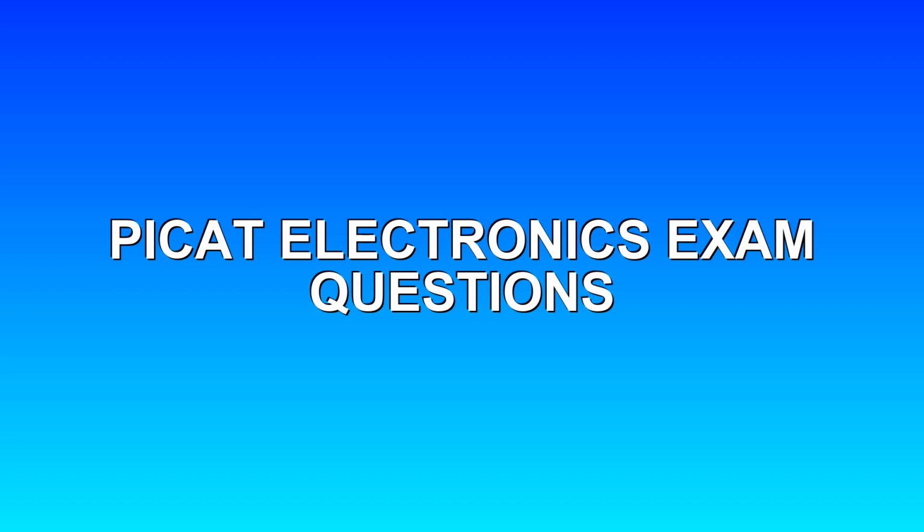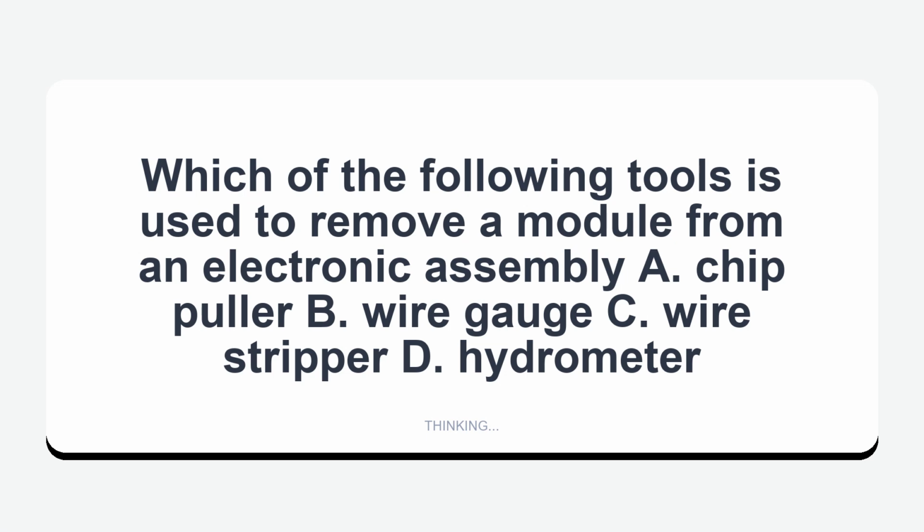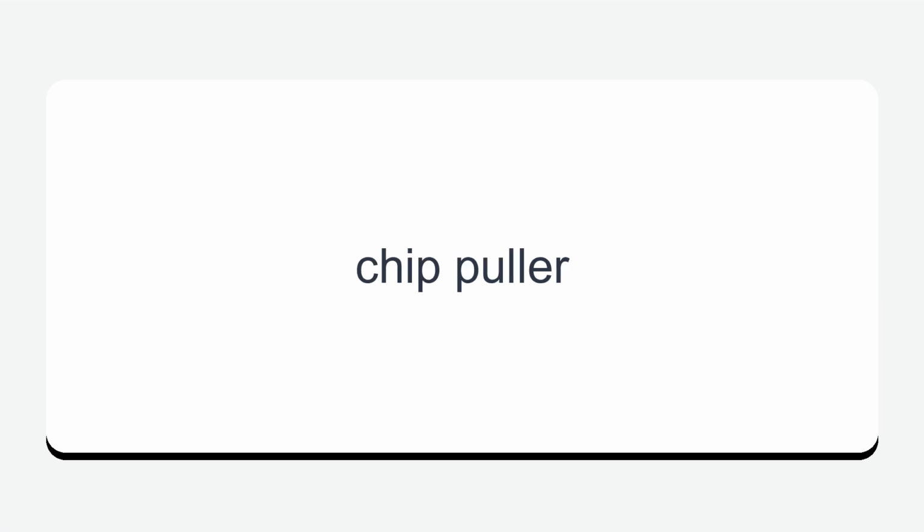PiCAT electronics exam questions. Which of the following tools is used to remove a module from an electronic assembly? A. Chip puller. B. Wire gauge. C. Wire stripper. D. Hydrometer. Chip puller.